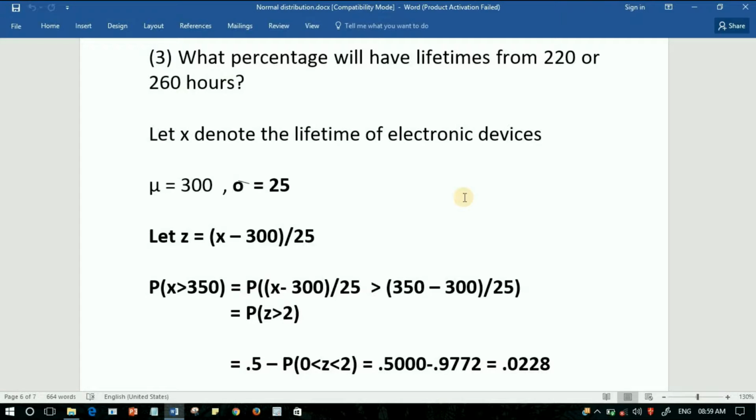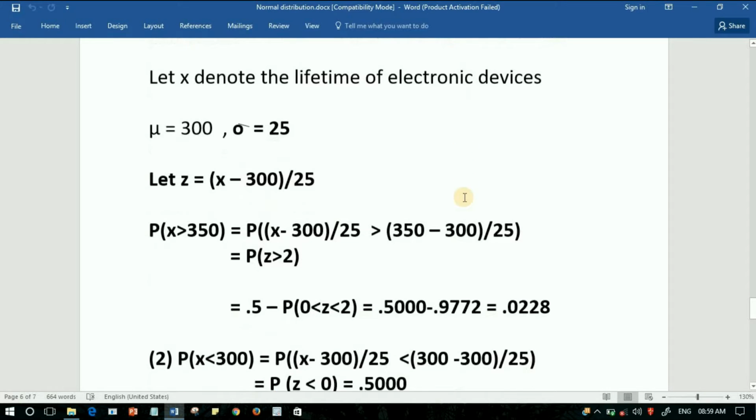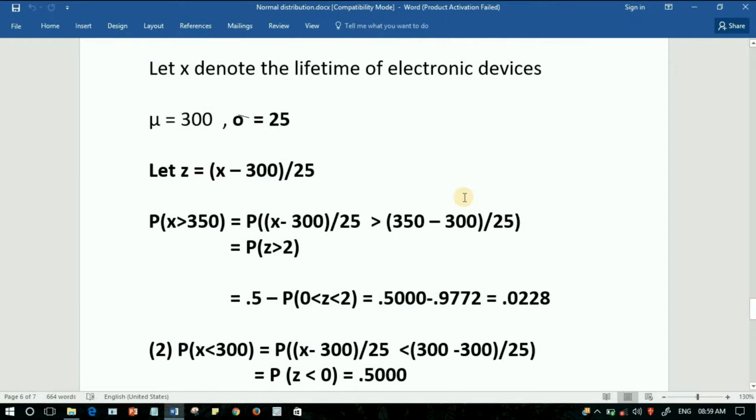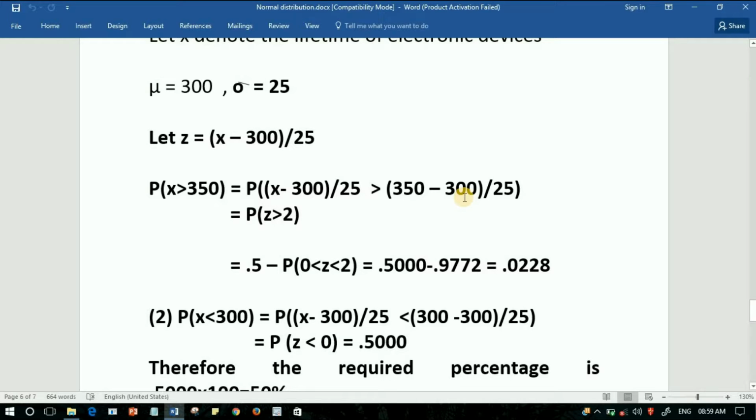But we know that the table is only available from 0 to 2. So from the totality, we know the area from 0 to infinity is 0.5, minus the probability of 0 less than z less than or equal to 2 from the table. When we subtract, we get probability of z greater than 2. The answer is 0.0228.